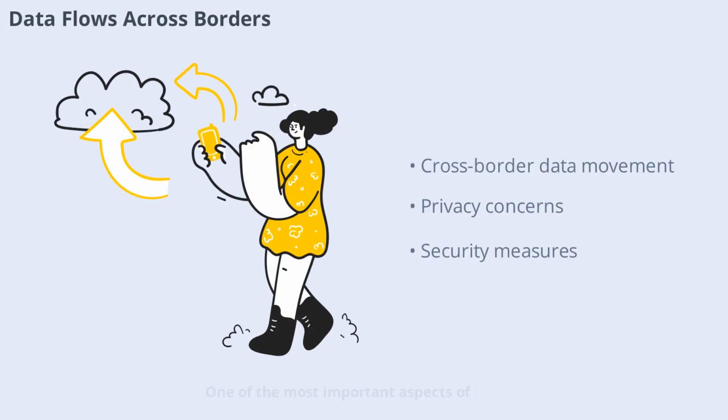One of the most important aspects of digital trade policy is managing cross-border data flows. Data is the lifeblood of digital trade, enabling everything from online payments to cloud computing. Policies must balance the need for free data movement with concerns about privacy and security. Countries often negotiate agreements to ensure data can move smoothly while protecting sensitive information.